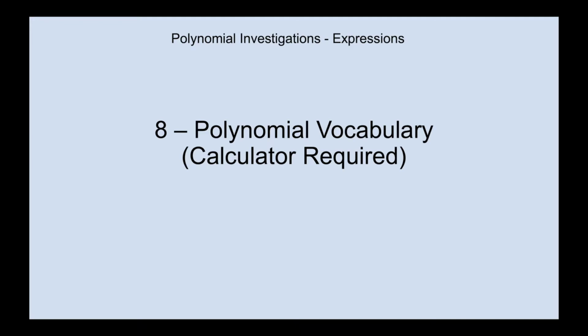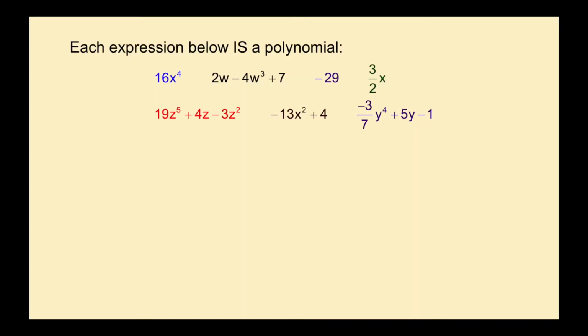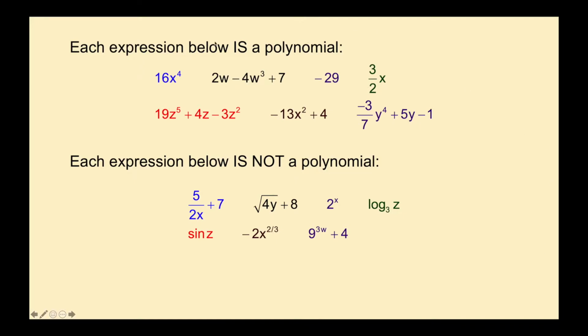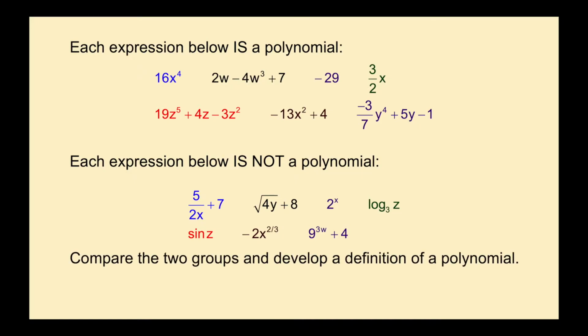In this lesson, we will discuss polynomials. The use of the calculator is allowed on this section. So we're going to start by comparing two groups. Each of the expressions in this category represents a polynomial. Each expression in the bottom category is an example of an expression that would not be considered a polynomial. And we want to take a minute to compare the two groups and develop a definition of a polynomial.